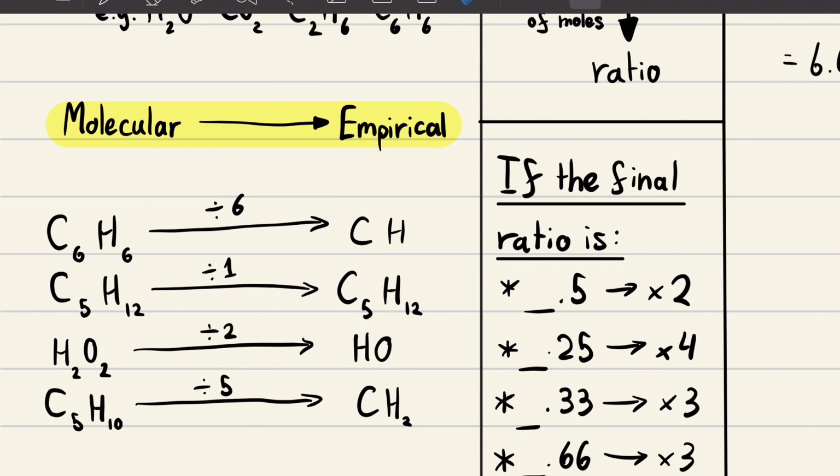Here are some other examples. You can get C5H12, and you divide it by 1 because there's no common divider between 5 and 12. Then some other examples are H2O2, where you can divide by 2 on both sides to get HO, and then C5H10 to get CH2.